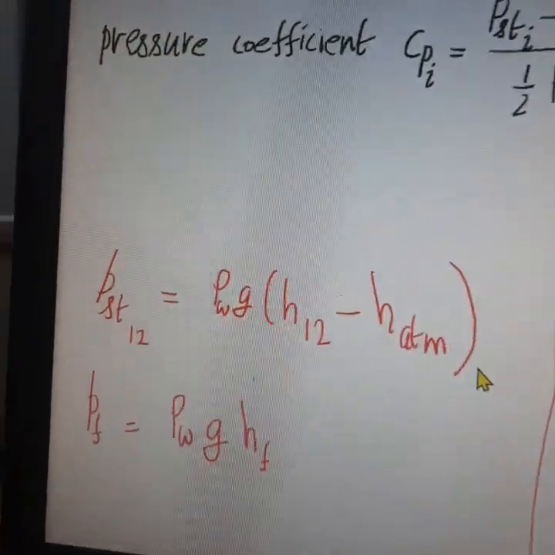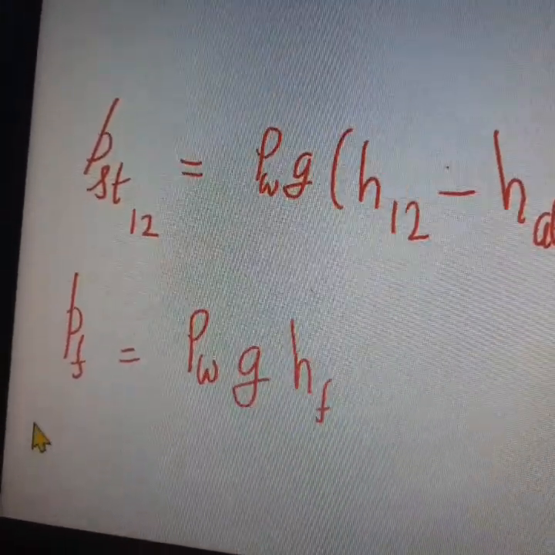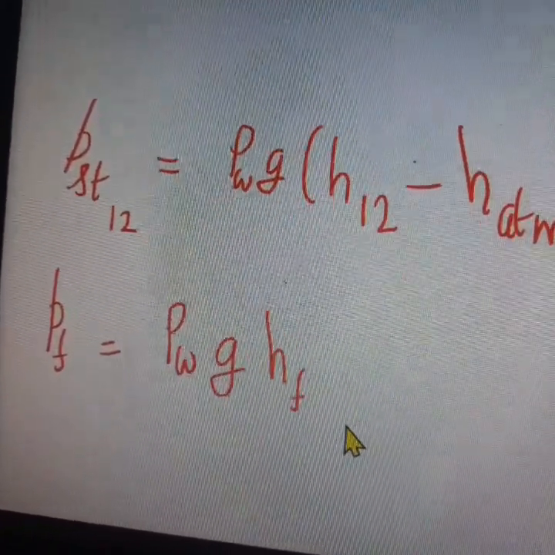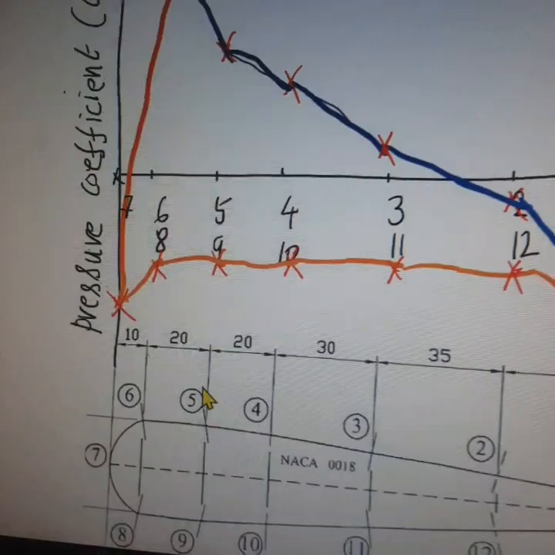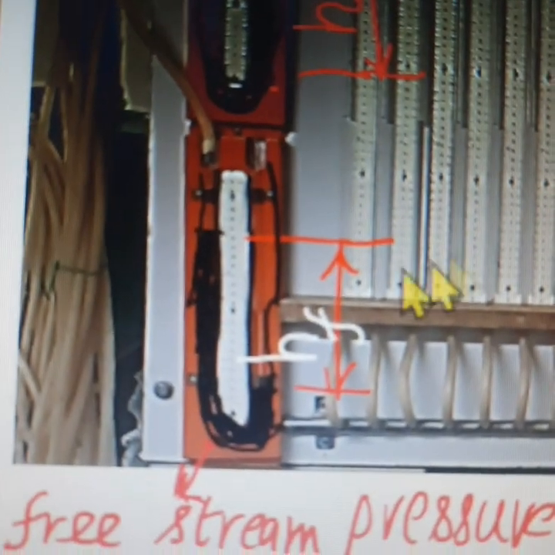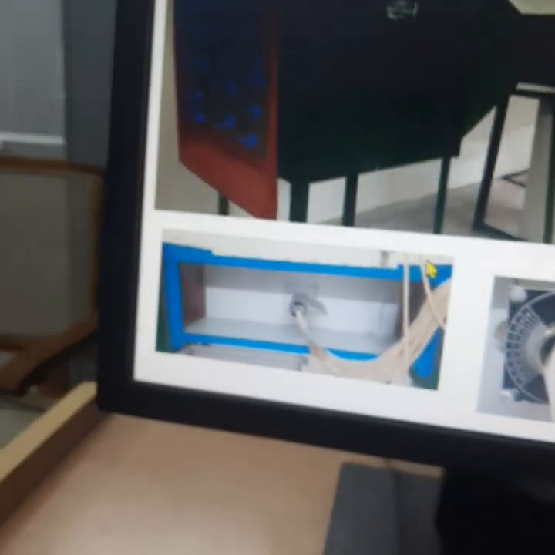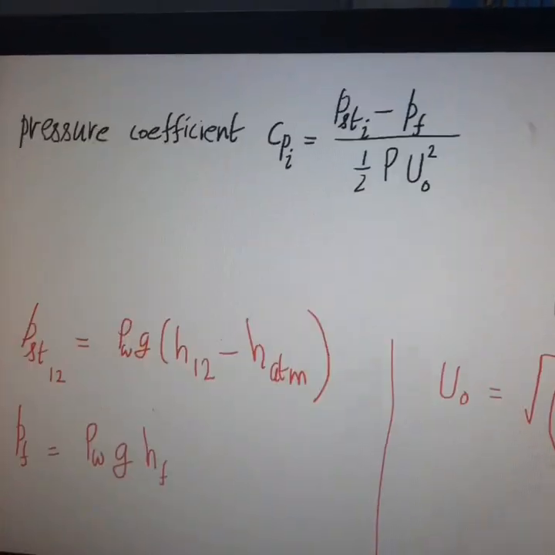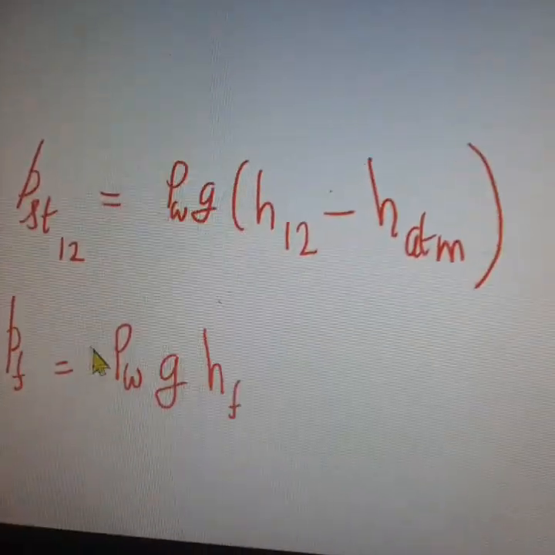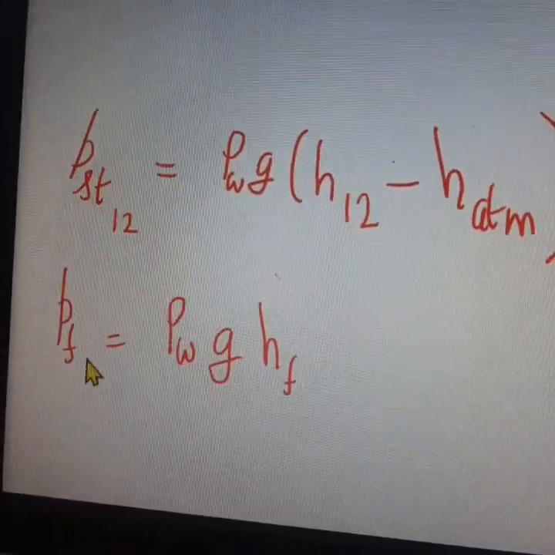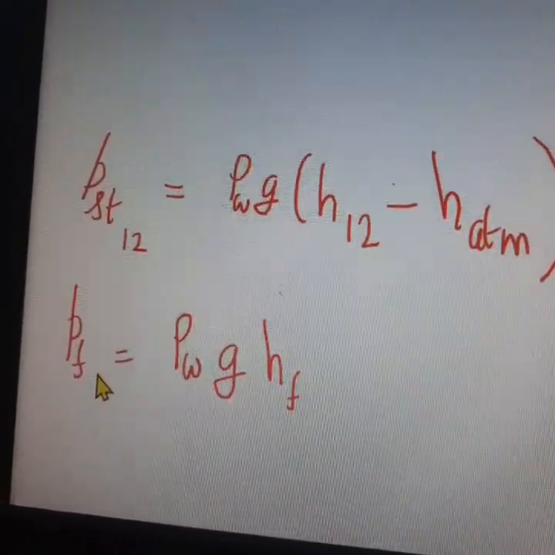We need to find the free stream pressure using this formula. P_f is equal to rho of water into g into H_f, where H_f is the reading shown by this manometer that is recording the free stream pressure.